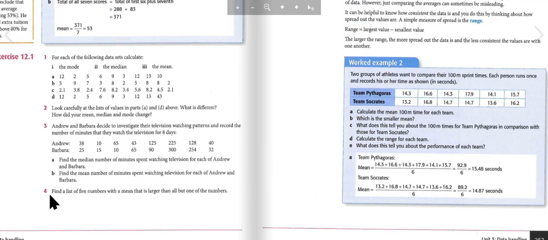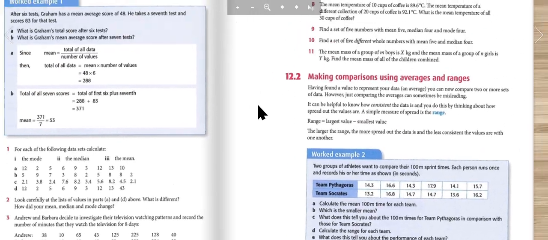Question 4. Find a list of 5 numbers with a mean that is larger than all but one of the numbers. So you just need to choose 4 small numbers like 1, 2, 3, and 4. And just choose a huge number, like, say, 1,000,000. Done. That might be too big of an extreme value, but it never said how big it could be.